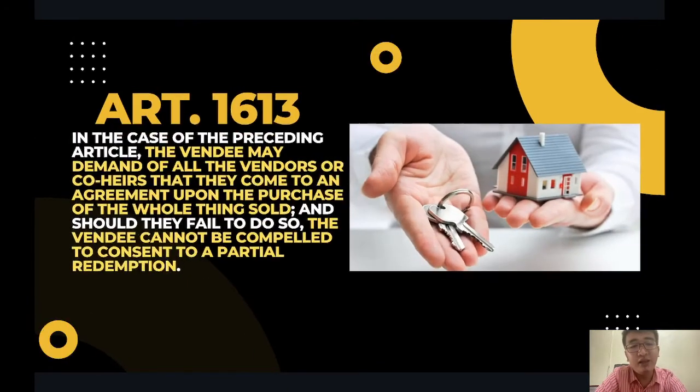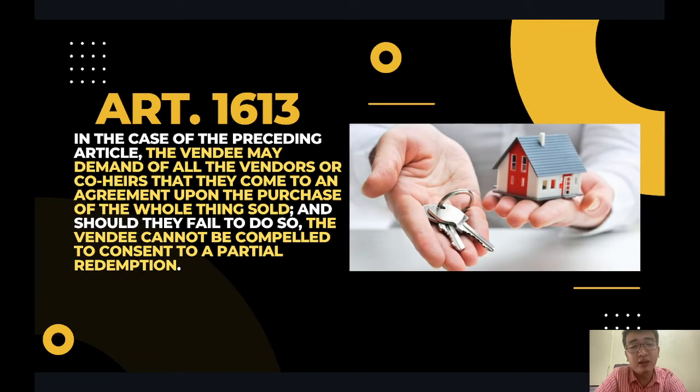Article 1613, in the case of the preceding article, meaning 1612, the vendee may demand of all the vendors or co-heirs that they come to an agreement upon the purchase of the whole thing sold.